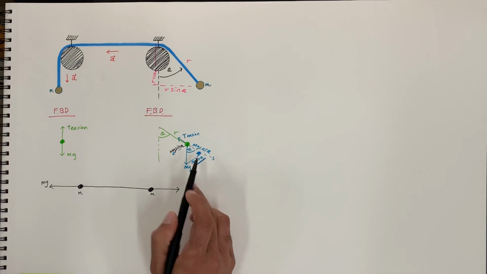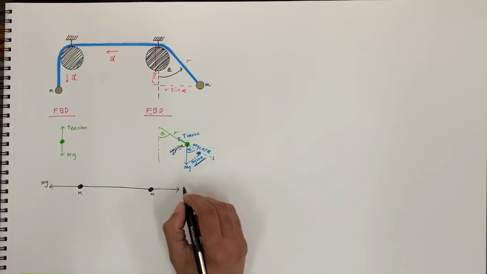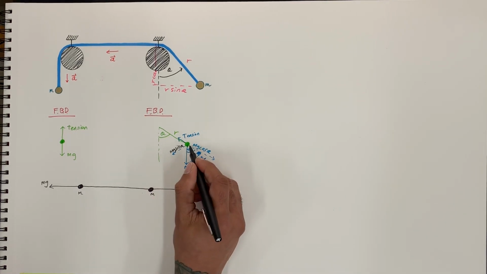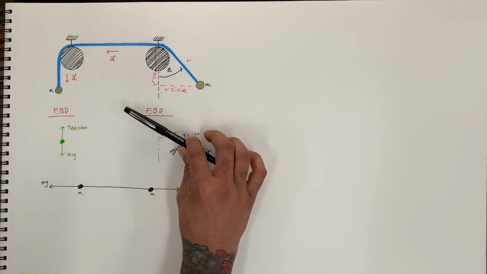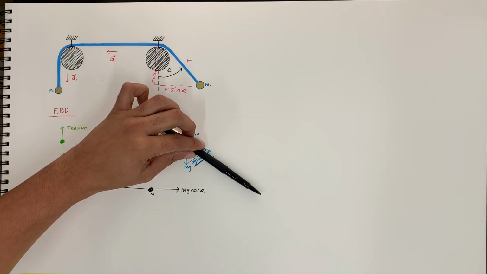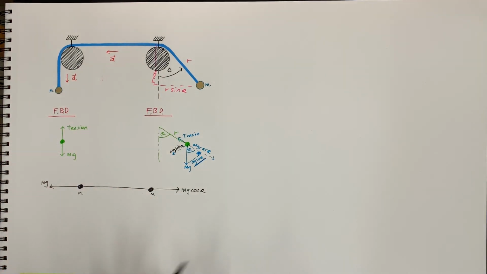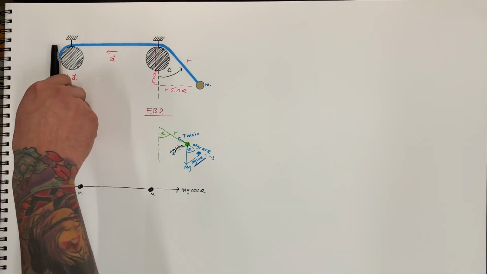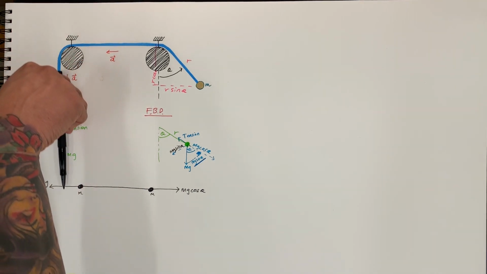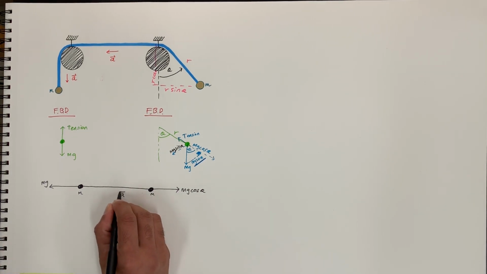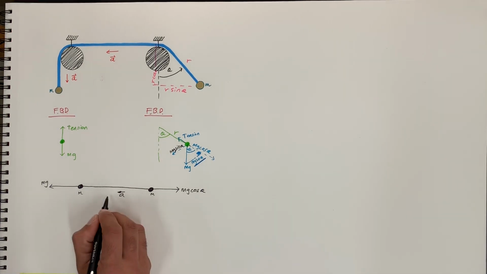and this one here is experiencing mg cosine theta in the opposite direction. Okay, so it is being pulled by tension going up and mg cosine theta in this direction, which is opposite to what this one is feeling, as it feels the tension going up and mass times gravity going down, which represents this line. And so the acceleration is in this direction.